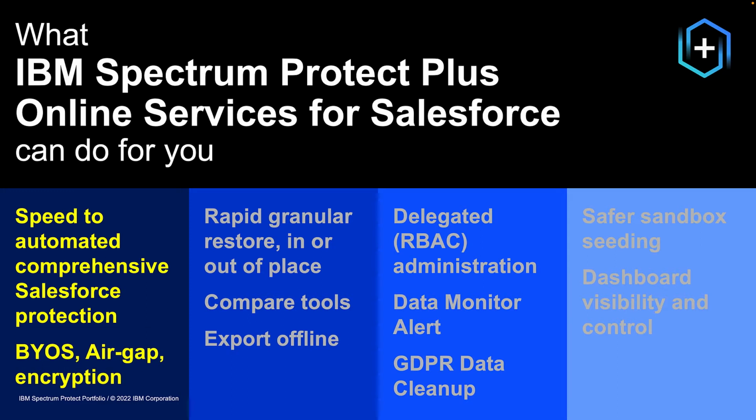These include speed to automated comprehensive Salesforce backup with end-to-end encryption and a bring your own storage option to deliver true air gap. Rapid, regular restore, both in place and out of place. Compare tools that help assure precise data recovery. Automated and manual offline exports. Delegated administration. Automated data monitoring and alerting. Data cleanup. Safer sandbox seeding. And a powerful dashboard for visibility and control.